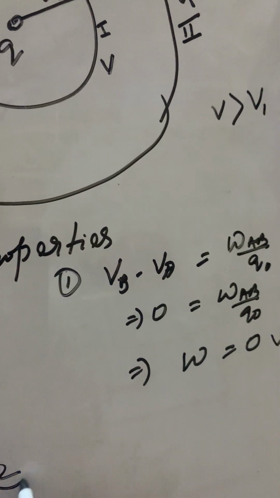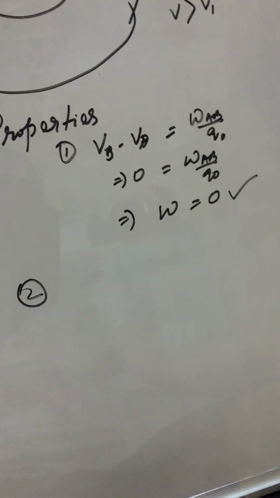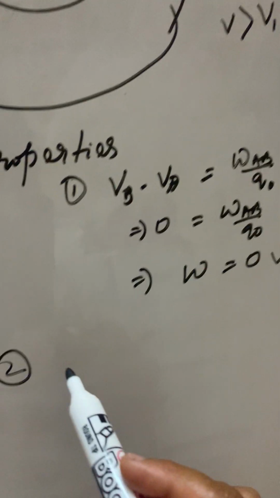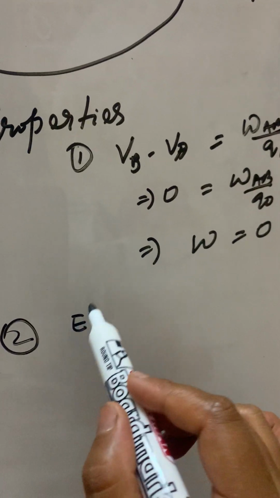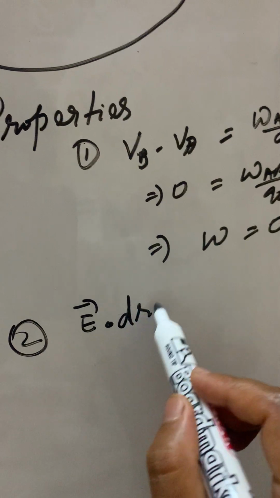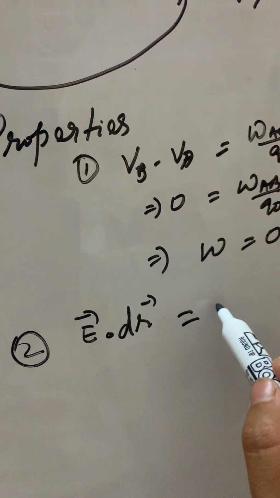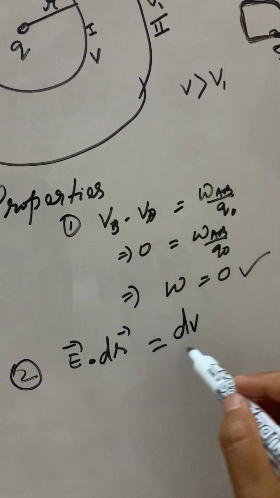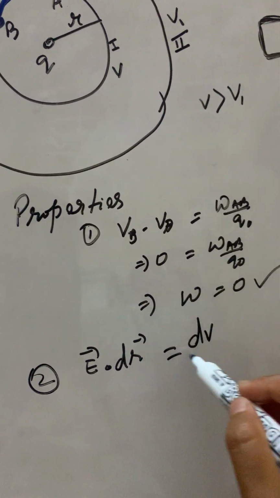Property number 2. What is the relationship between electric field and potential? E dot dr is equal to what? dV, right? Isn't it? Now, on the equipotential surface, how much is dV?